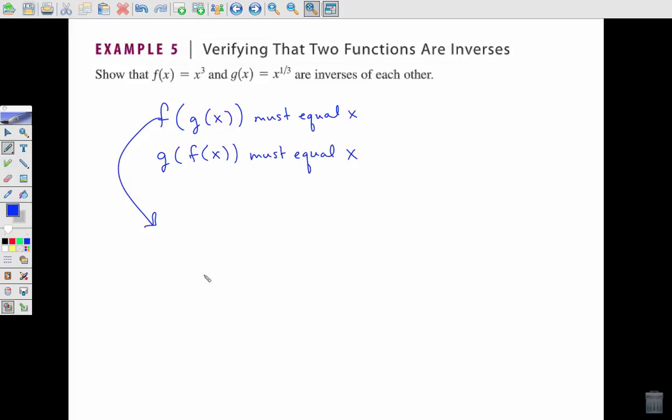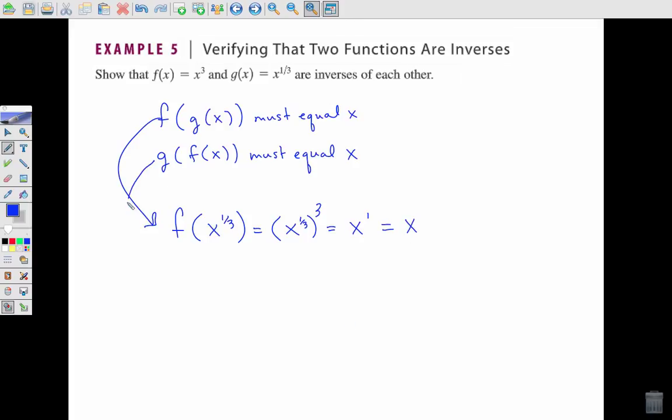So f of g of x. f of x to the 1/3 means I take x to the 1/3 and raise it to the 3rd power. Power to a power means you multiply. So 1/3 times 3 is 1. So that's just regular old x.